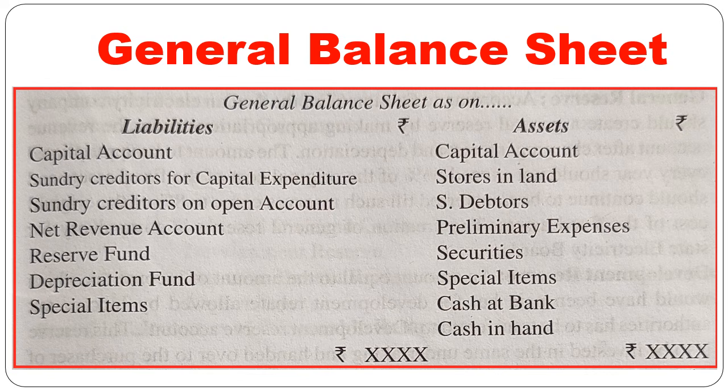Then we will write all current assets and current liabilities in the general balance sheet. When you see current assets: stores, debtors. Here, if any preliminary expenditure is there, we will also record it, but not significantly. Then securities, special items, cash in hand, cash in bank. When you come to the liabilities: sundry creditors for capital expenditure, then sundry creditors for open account, and the net revenue account balance, whatever we are getting, will be shown here, please bear in mind. Reserves and depreciation fund and special items, if any. So this is the format of preparation of the general balance sheet, right?